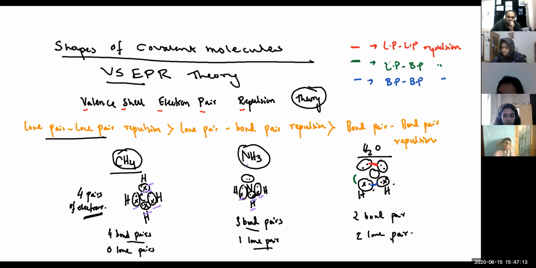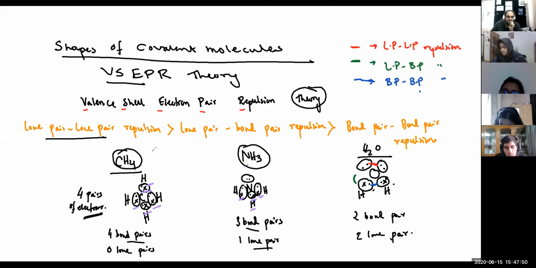Then lone pair bond pair will also have a repulsion, but less than lone pair and greater than bond pair. Bond pairs have the least repulsion.